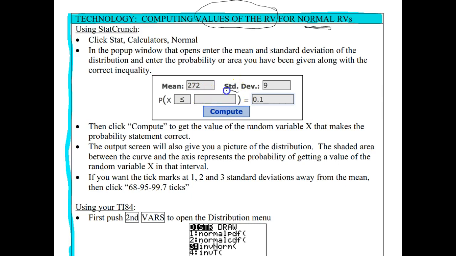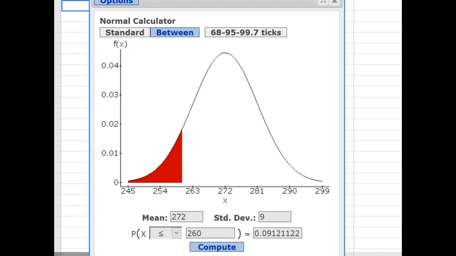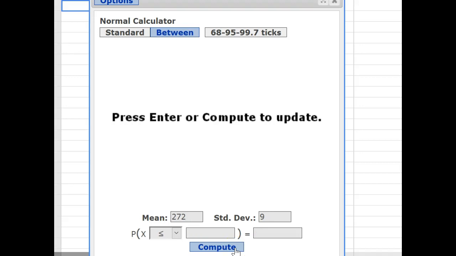So in this case, we're trying to find out what value of x makes this inequality true. So in the pop-up window, again, we would enter the mean and standard deviation, but in this case, we're going to enter a probability, and we're searching for the x value that makes that inequality true. So if we go back to StatCrunch to this previous problem that we just worked, we are going to take out that x value and put in a 0.1.